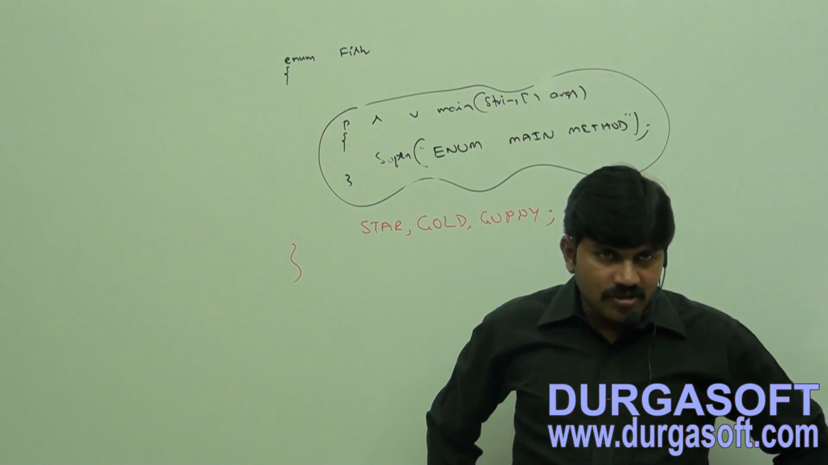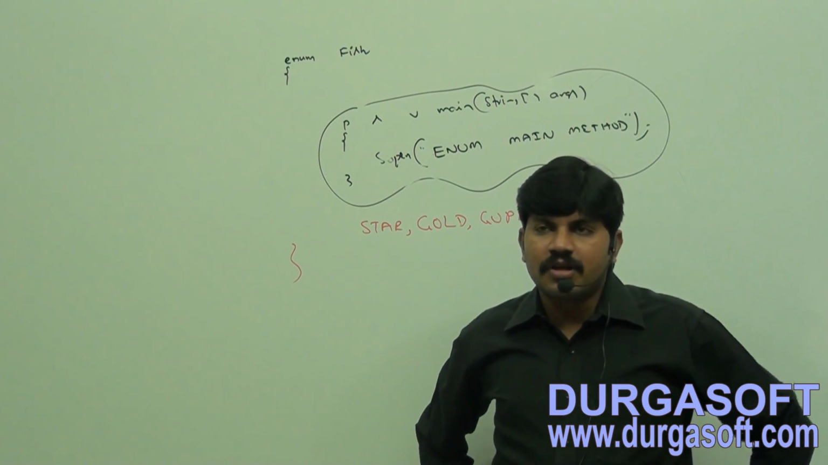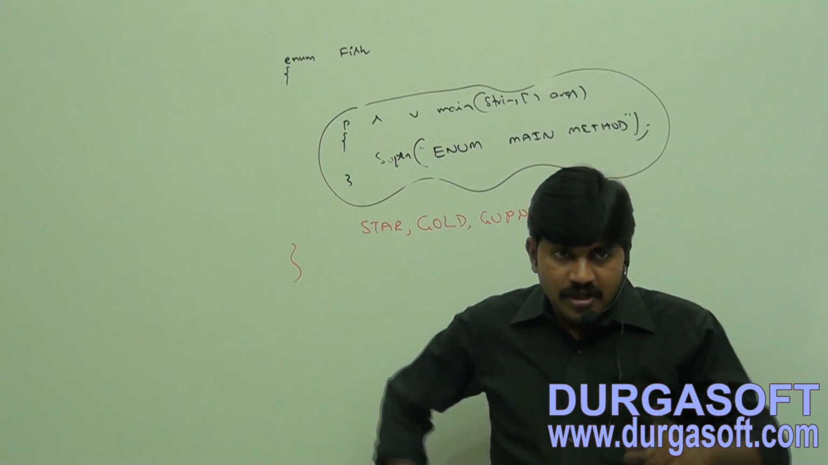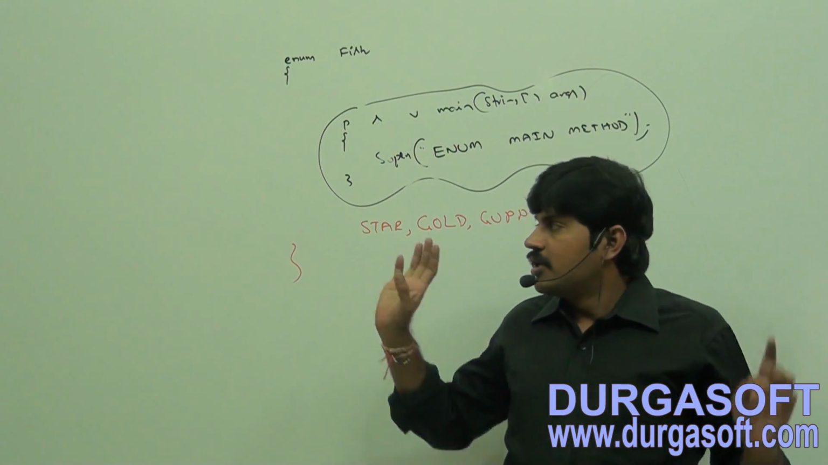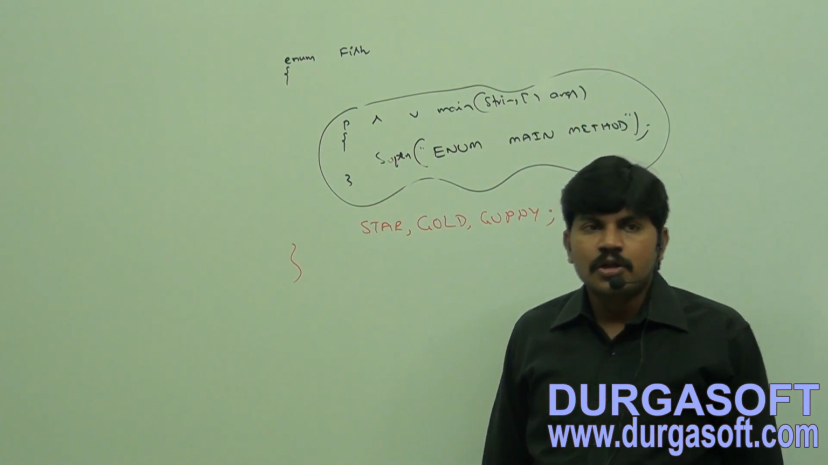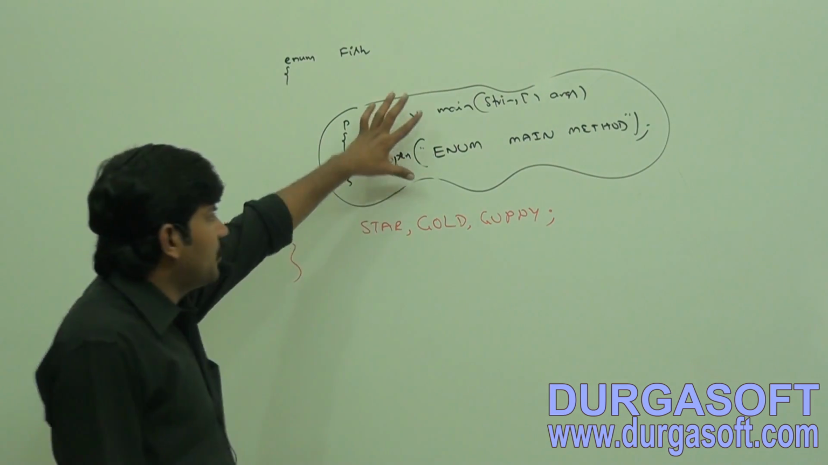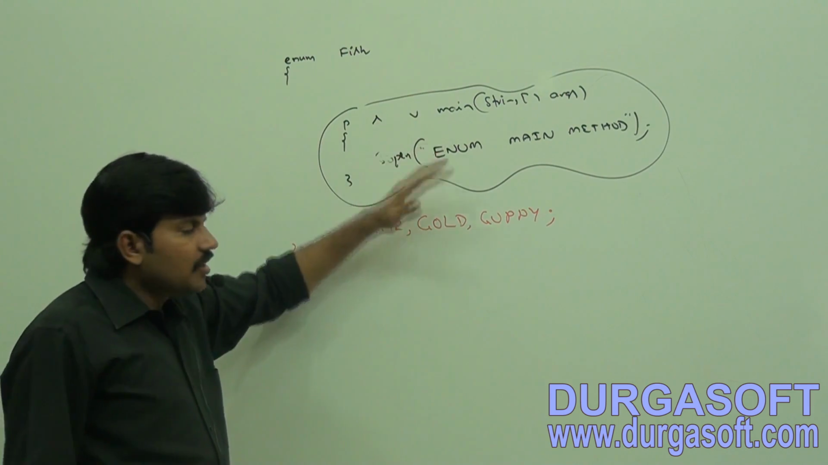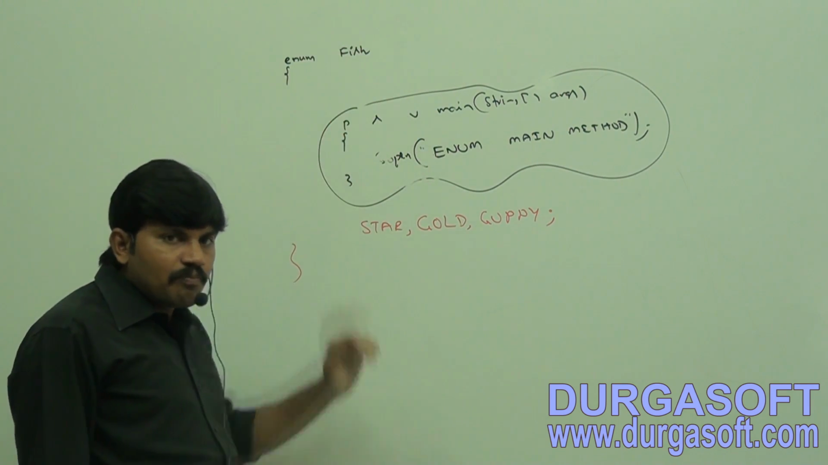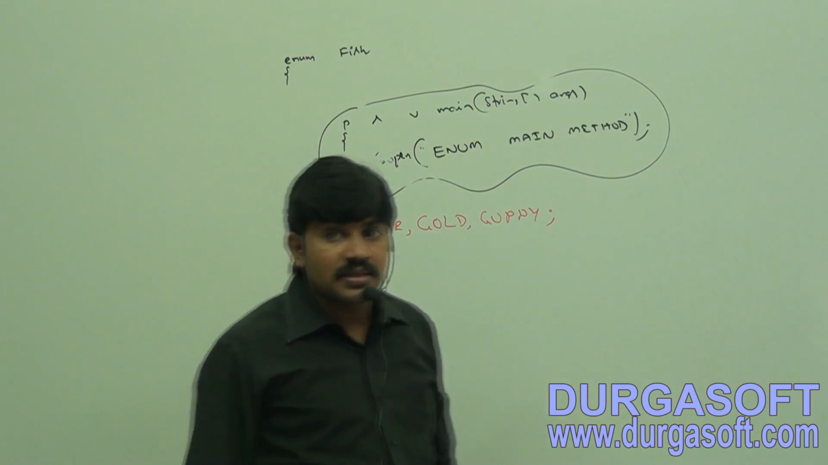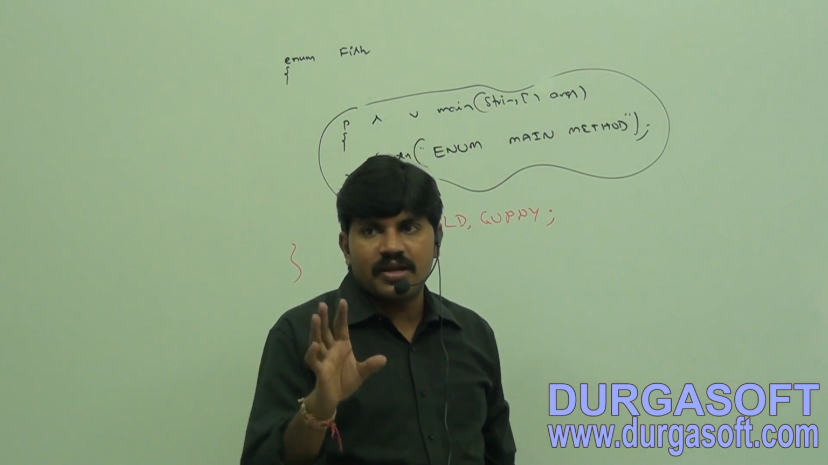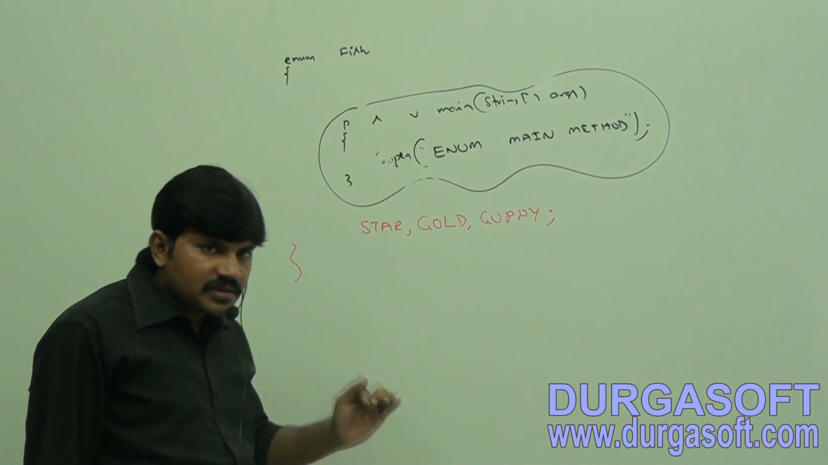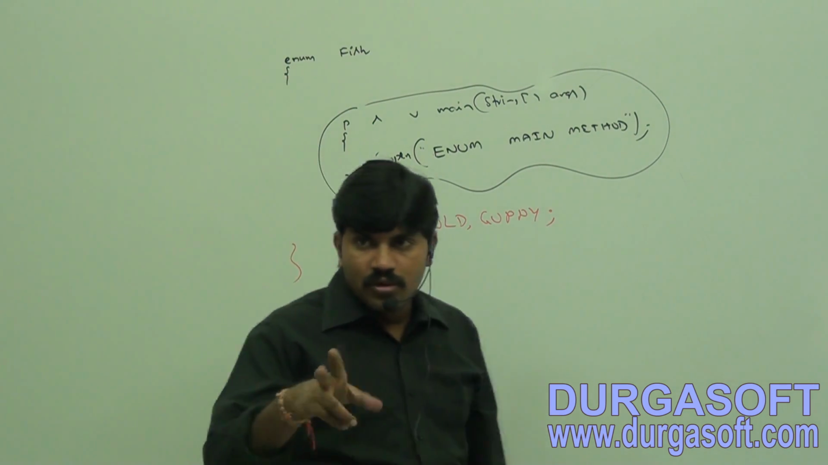Okay, make sure normal static variables we can declare within the class anywhere, but for enum constants, a clear rule is there. In addition to constants, if we are taking any extra member like a method, compulsory the list of constants should be in the first line, and compulsory the list of constants should end with a semicolon, right? Rule is clear, I hope.